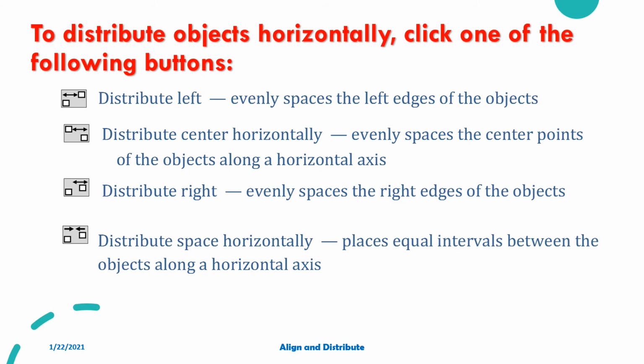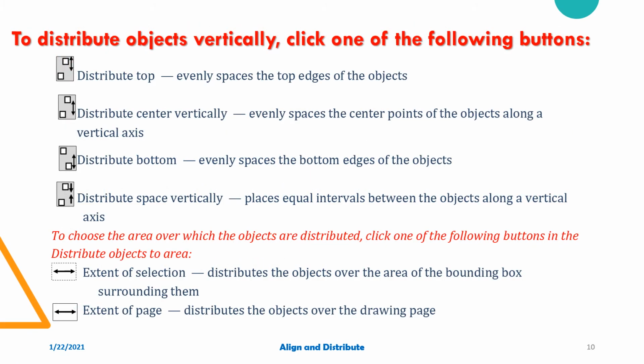Now, how are you going to distribute objects? There are two ways on how you are going to distribute the objects, horizontally and vertically. So horizontally, distribute left, distribute center, distribute right, and distribute space horizontally. So two arrows will be meeting at the center. So that is distribute objects horizontally. The second one is to distribute the objects, this time vertically. So distribute top, distribute center vertically, distribute bottom, then distribute space vertically.